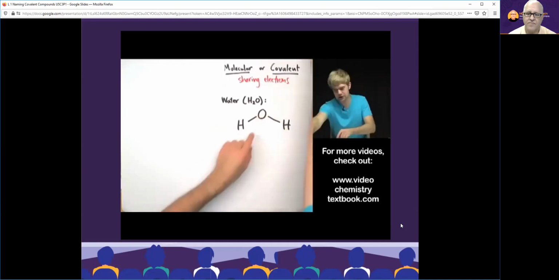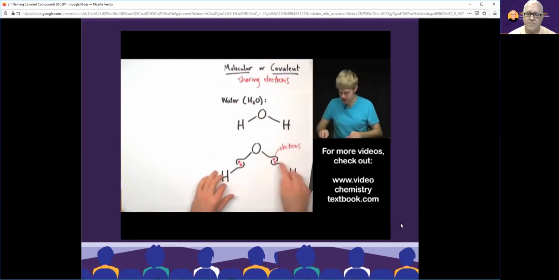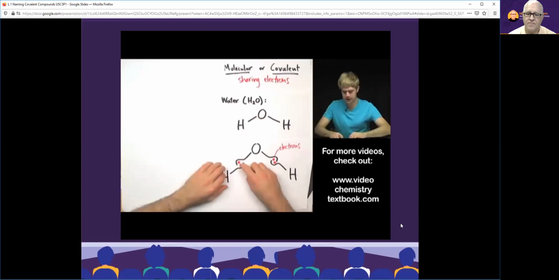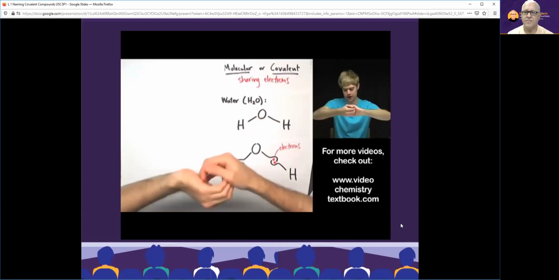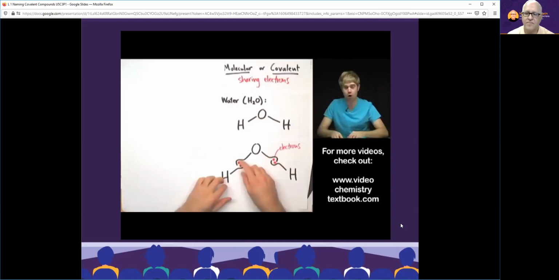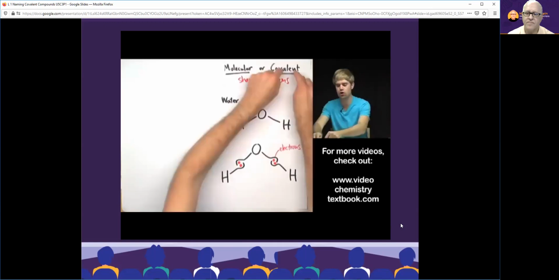Here's how I like to think about this. It's like oxygen and hydrogen both have these little hands, and the hands are joined together. It's like they're holding hands, and they're holding hands because they both are trying to hold on to a pair of electrons, which I've drawn here in red. So we've got oxygen and hydrogen connected together because they're holding on and sharing these electrons here. That's what makes the atoms connect and stick together in a molecular covalent compound.